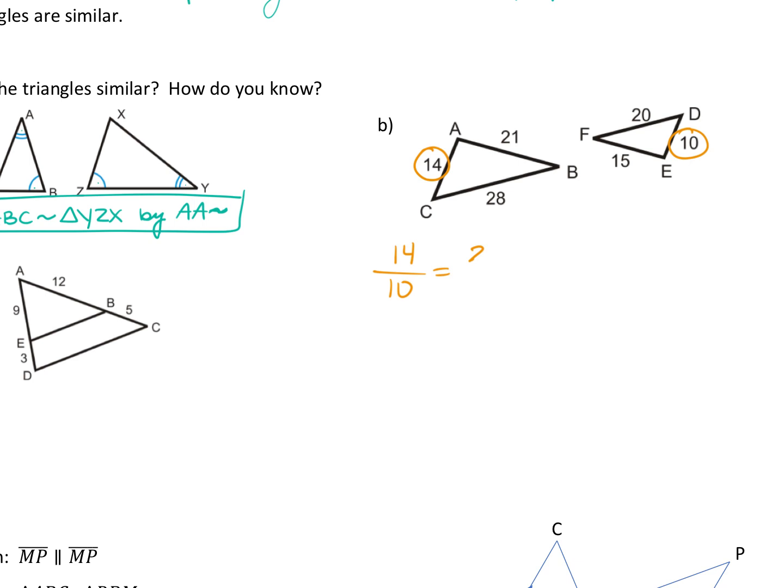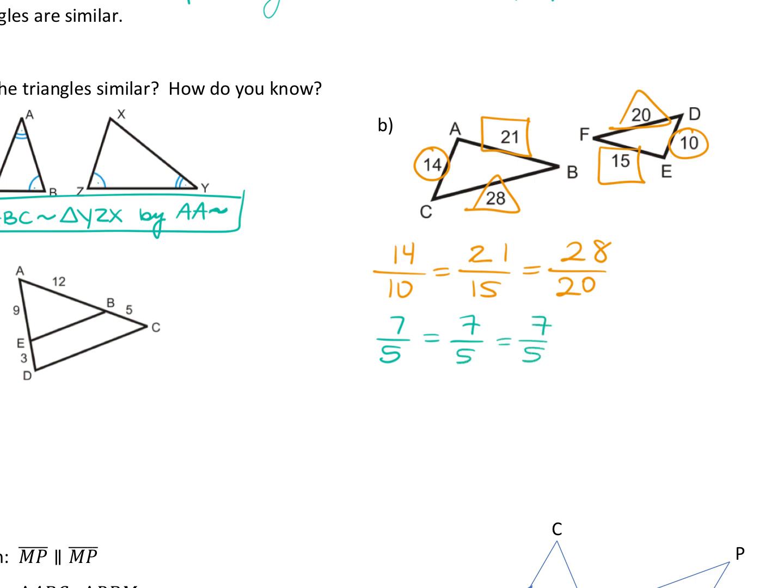I'm going to set up the whole extended proportion. So 14 over 10 equals 21 over 15, the middle number, right? And then the biggest, 28, over the biggest, the 20, okay? As you see them, those are not the same, but they might be once we do what? Reduce. So divide by 2, you get 7 over 5. Divide by 3, you get 7 over 5. And divide by 4, you get 7 over 5. So are they similar? Yes. By what? SSS similarity.